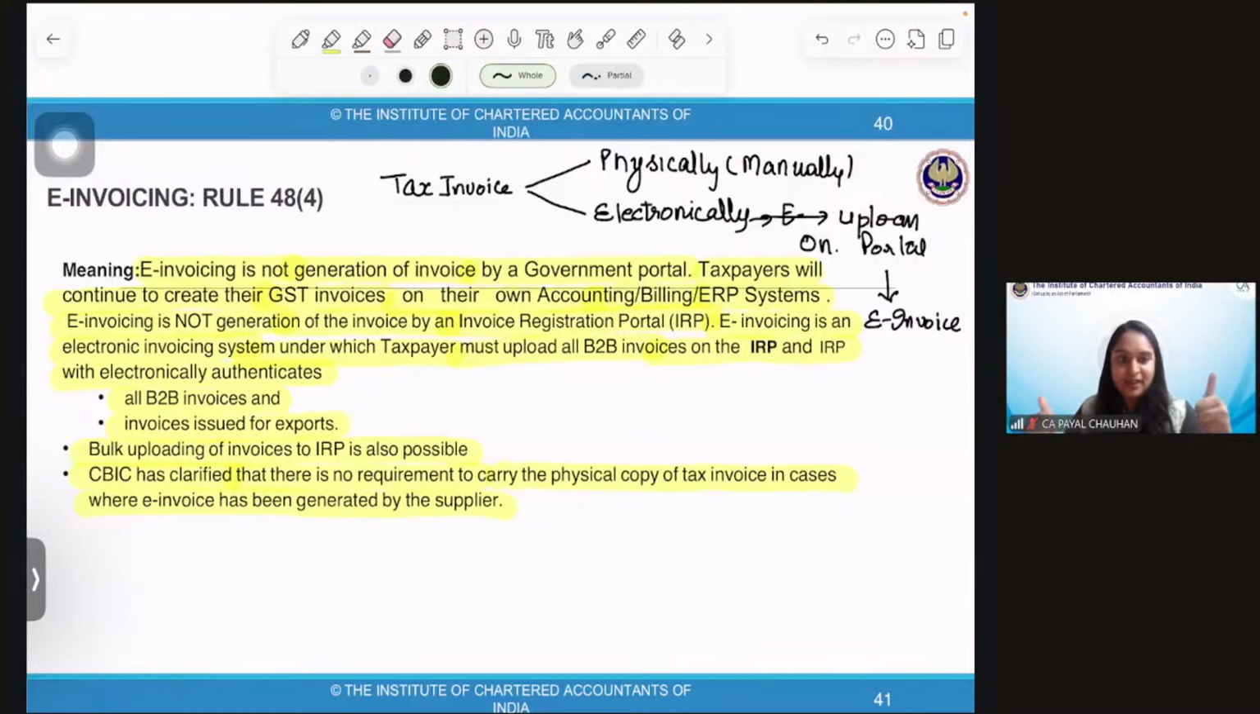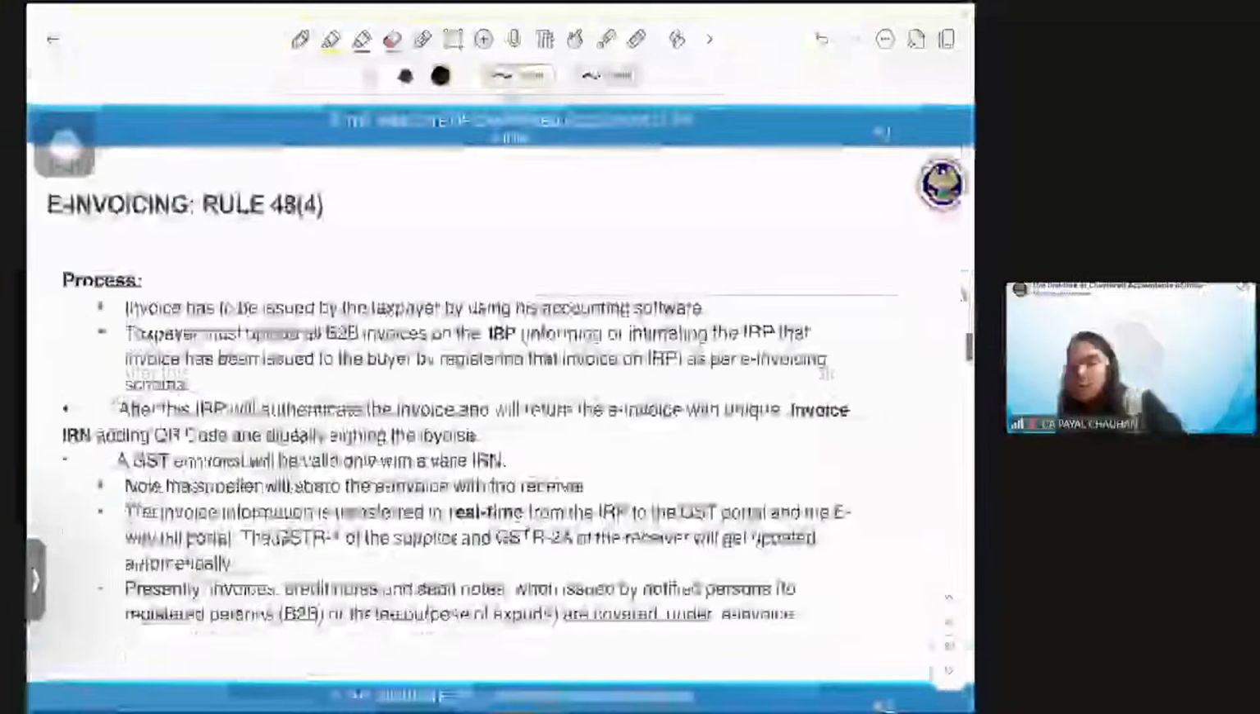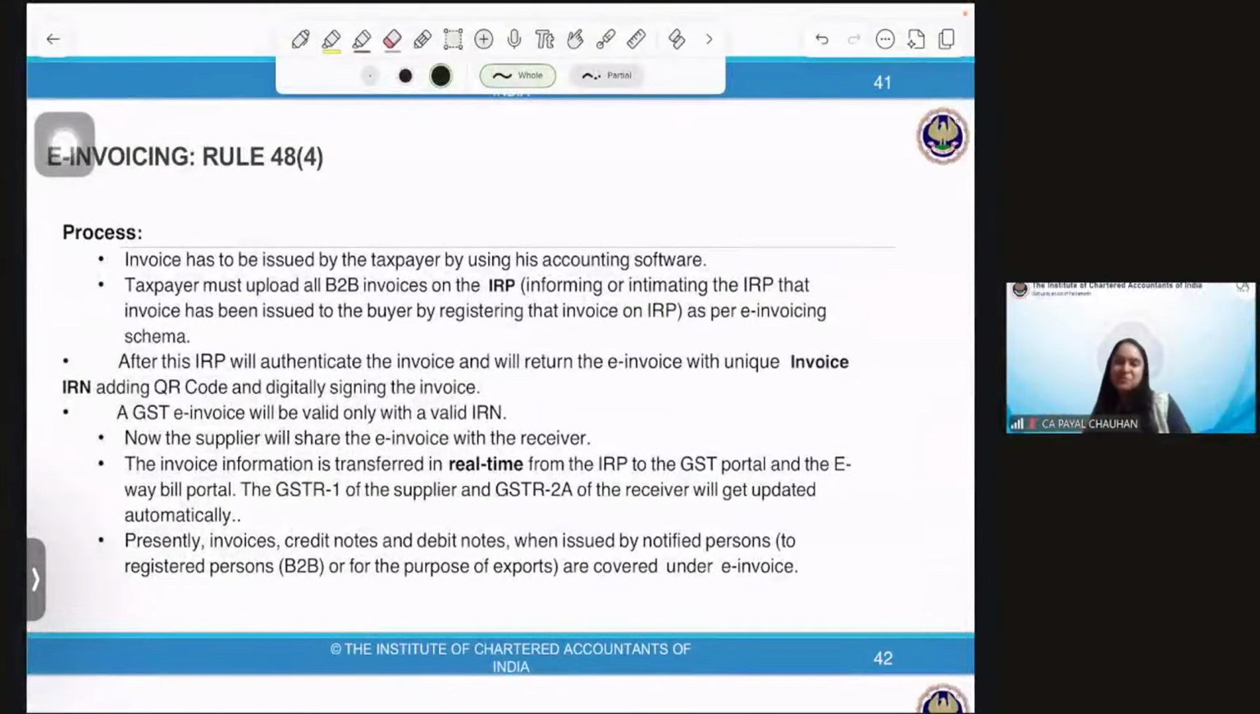Perfect now? You can issue e-invoice in two cases, which are B2B transaction and export. It is not required that you upload the data of your invoice on the IRP portal one by one. You can upload it in bulk also, and once an e-invoice is generated, you need not carry the physical invoice, right? Now, e-invoicing, whatever the question is, now we'll answer the e-invoice process. What is the process of e-invoicing?